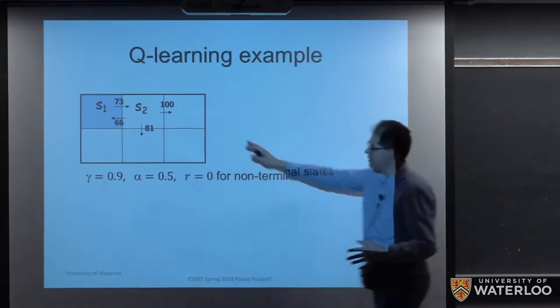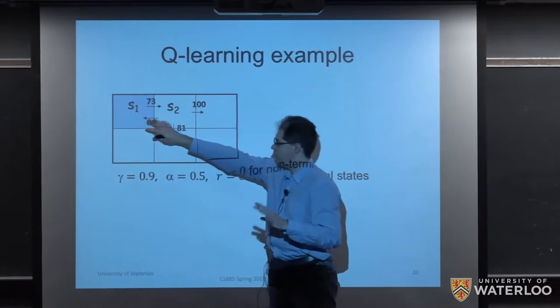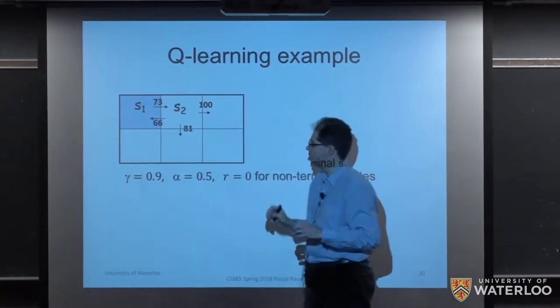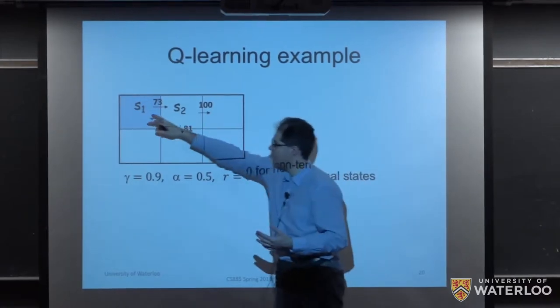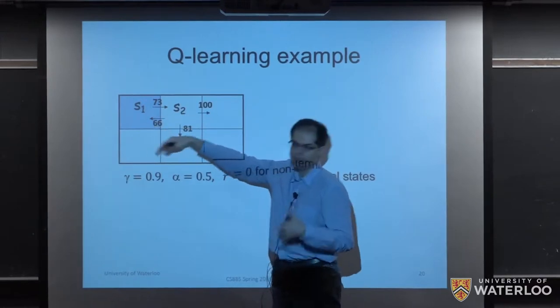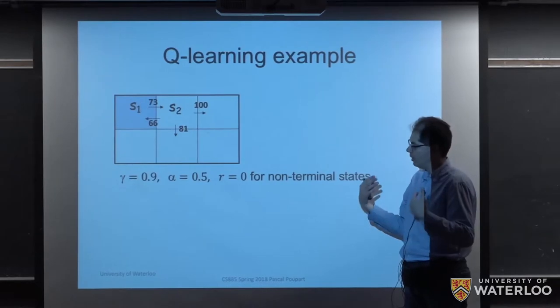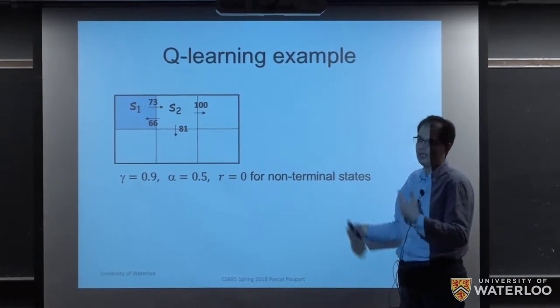So here, let's say we've got a simple maze problem. There's a grid world, and each cell corresponds to a different state. And let's say that we've got actions that could correspond to go right, go down, go left, or go up.